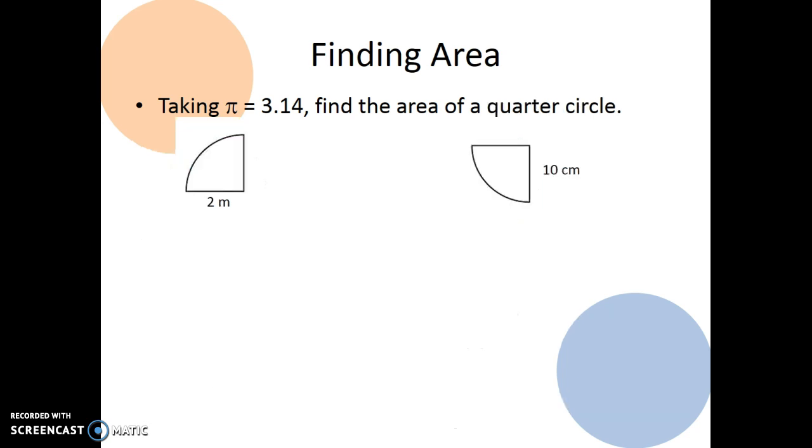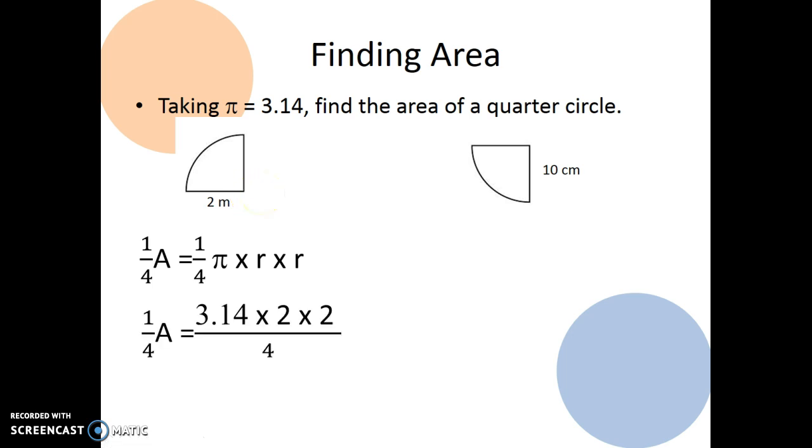Okay, let's do the area of a quarter circle now. If we multiply a semicircle by 1/2 to find our area, we're going to multiply a quarter circle by 1/4. Now, let's take a look at this quarter circle. If you can imagine this circle complete, you would have another piece right here, and 2 more pieces on the bottom. And this measurement right here would be a radius. So that 2 meters is our radius. So we'll go ahead and substitute that into our formula.